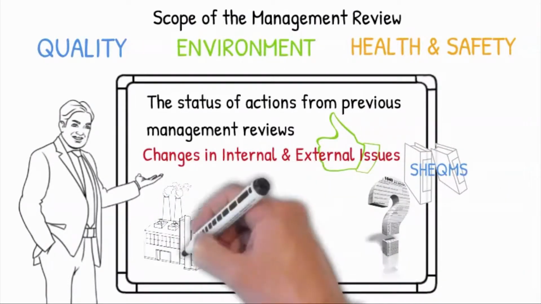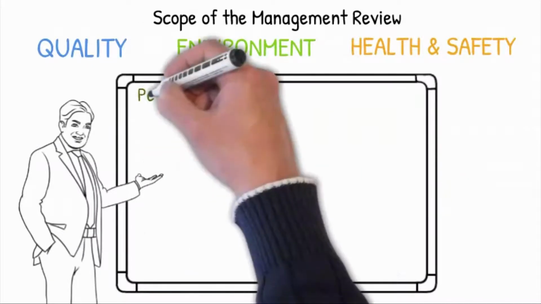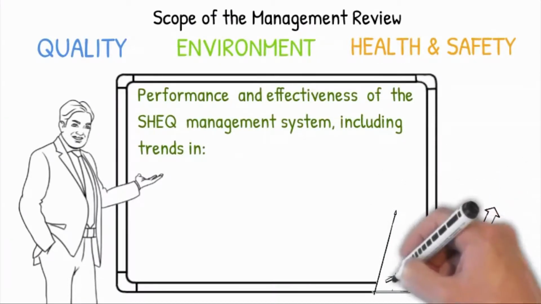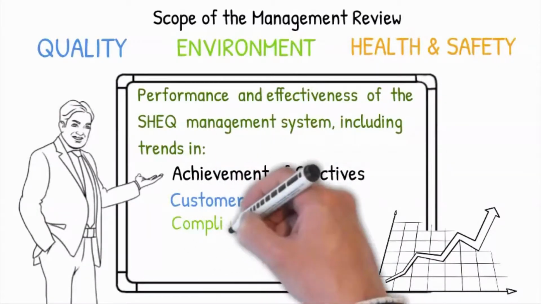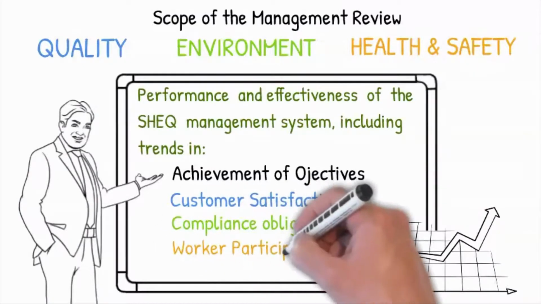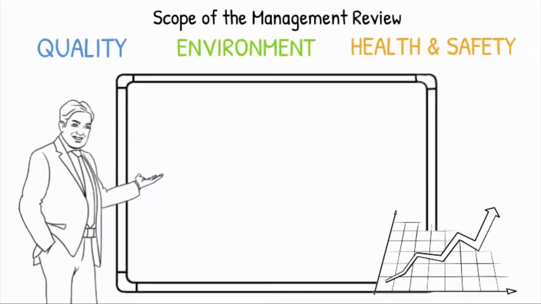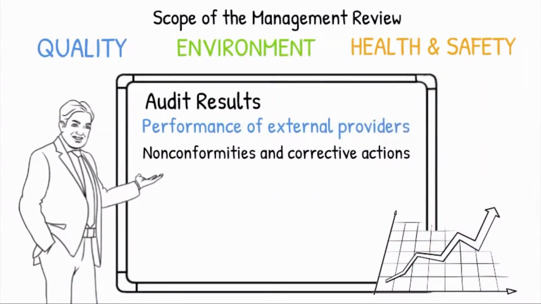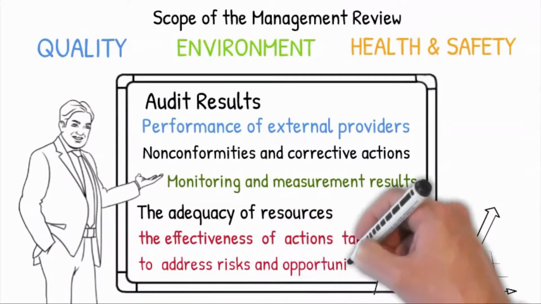For example, if there were changes to the environmental aspects, or labor law or the customer-specific requirements, performance and effectiveness of the SHEQ management system, including trends in achievement of the objectives related to customer satisfaction, compliance obligations, worker participation results, number of incidents and accidents, audit results, performance of external providers, nonconformities and corrective actions, monitoring and measurement results, the adequacy of resources, and the effectiveness of actions taken to address risks and opportunities.